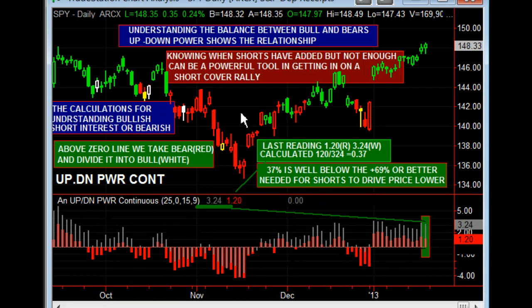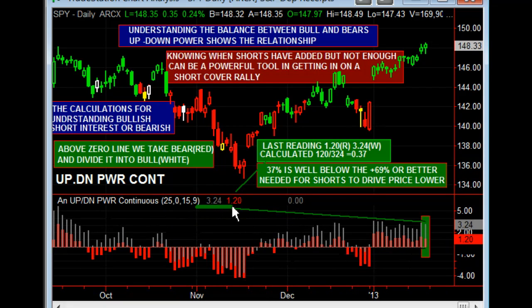What we want to look for in our up-down power is just a relationship. If we start with our blue, we can see bulls being in charge on the upside, fine. What we want to calculate, though, is a relationship between the two lines, particularly when they get close together. You can eyeball it and see that, in this particular case, bulls have this well in hand, bears are nowhere to be found in it.